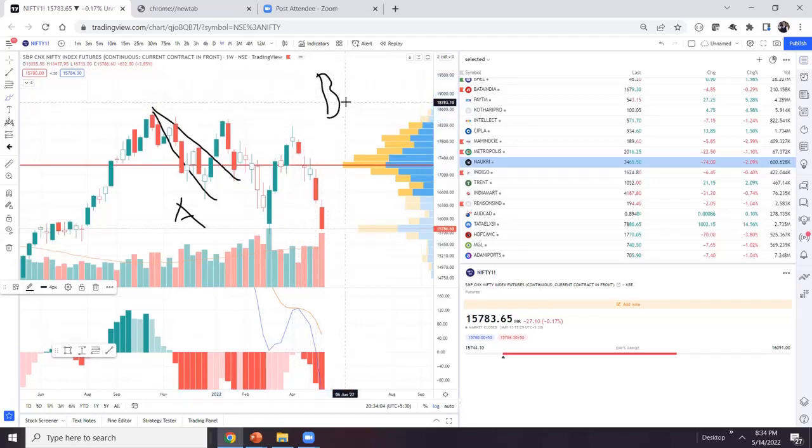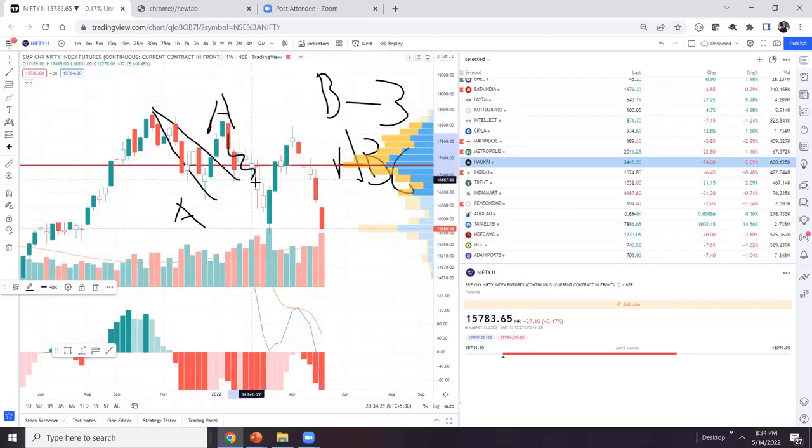B itself is a three-wave structure. First is A, B, and C. So in B also, A will be fast, B will be corrective, and C will be fast. So for B, this is the A, this is the correction, the small b, and this is again a fast C. So B ends here. Is this clear? Yes, sir.